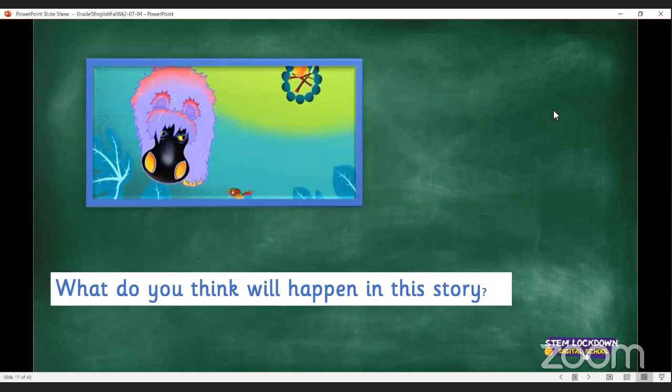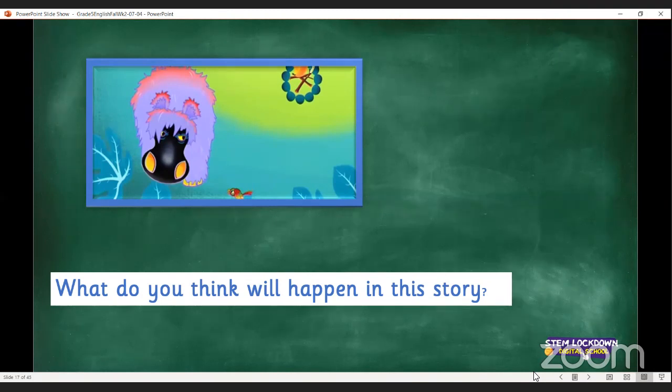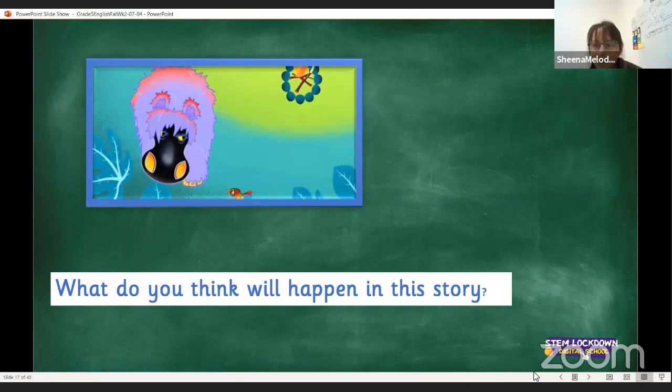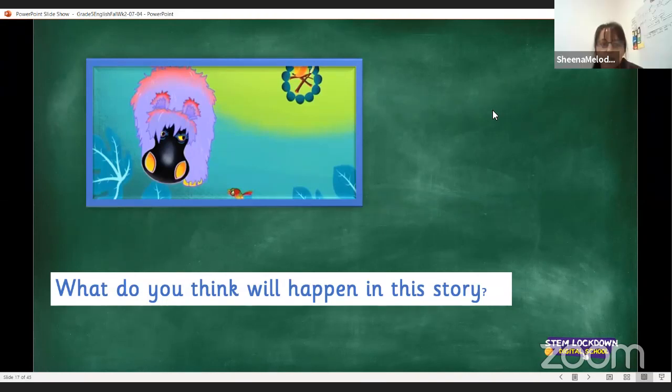Yes. Who am I talking to? Nkosinathi. Yes, ma'am. I think he's going to try to find some hair to put on his head. Okay, so he's going to find some hair. Oh, that's interesting. Some hair to put on his head.